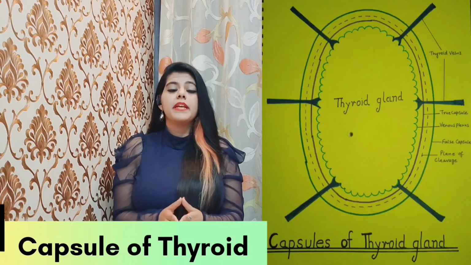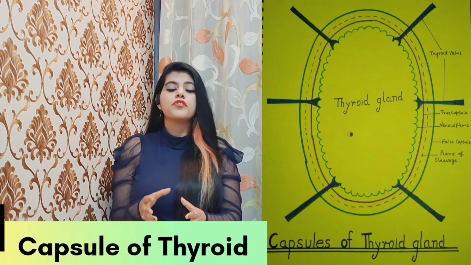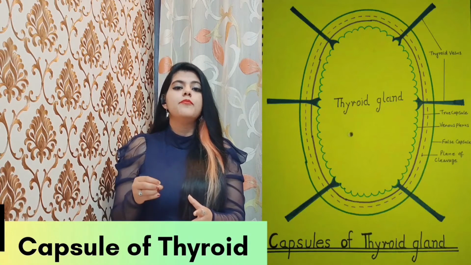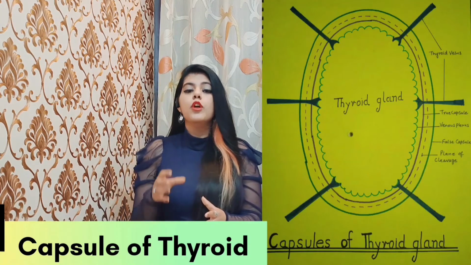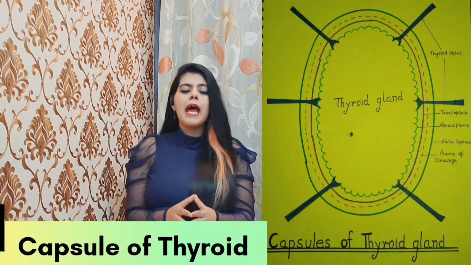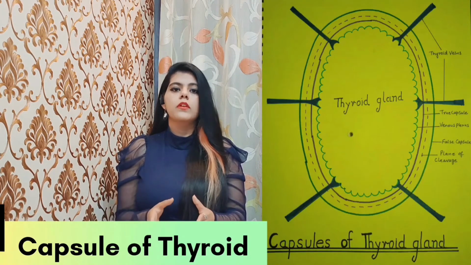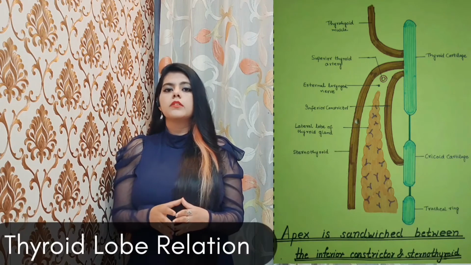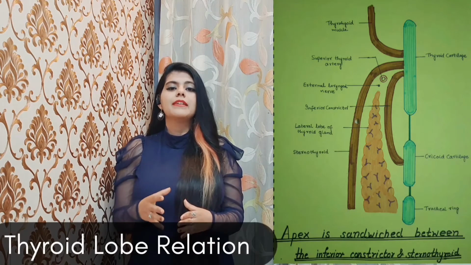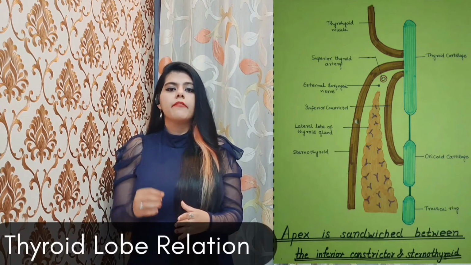The dense venous plexus, unlike that of the prostate gland, lies deep within the true capsule. In order to avoid hemorrhage, we need to remove the thyroid gland with the true capsule. Now the most important part of the thyroid gland topic, that is the relations of the thyroid lobe.